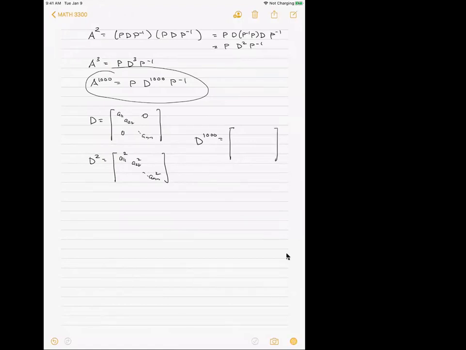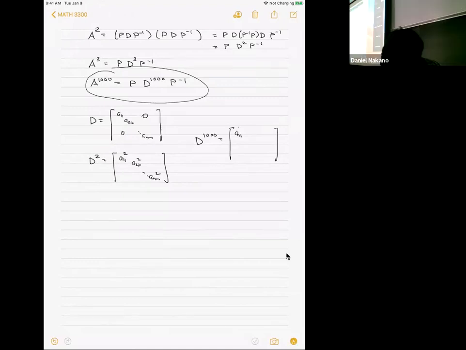Anyone? Each entry along the diagonal to the 1000th power. Good. All right, so I ask you again, what's easier to compute? A to the 1000th in general or D to the 1000th? Right. So now you can almost see how it's much easier once you have a decomposition of A as P D P inverse.